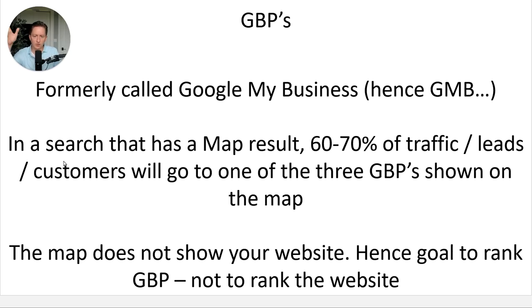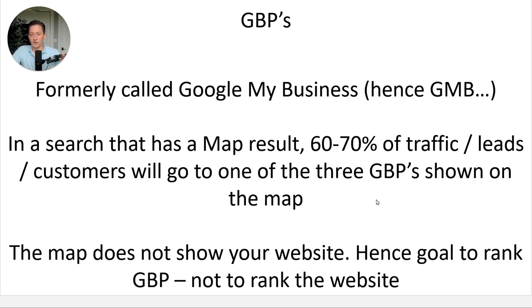Now, if there's a search that has a map result, so this is typically going to be a local search, 60 to 70% of the customers, of the traffic, of the leads, of the calls are going to go to one of the three GBPs, okay? On top of that, we have 5 to 10% of the traffic going to the paid ads. That means that the organic results below the GBPs, best case scenario, ranking number 1, you're only playing for 20 to 25% of the total number of people who did that search. Most of the people are going to the GBPs.